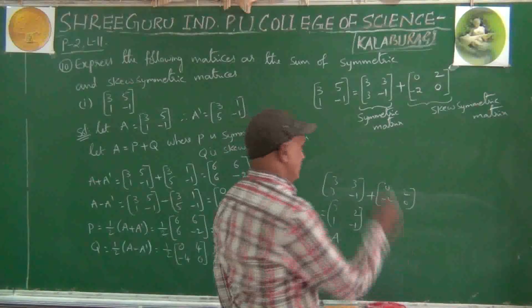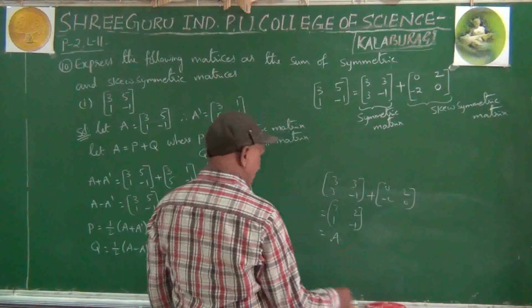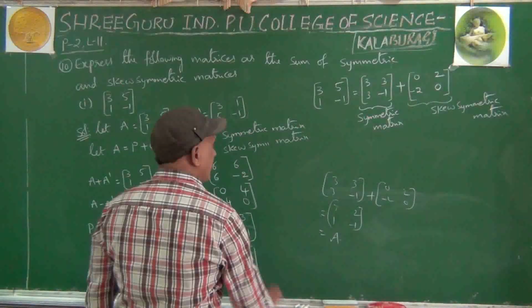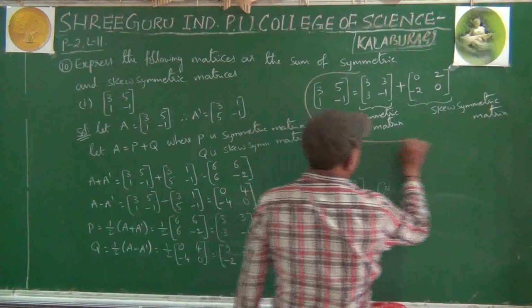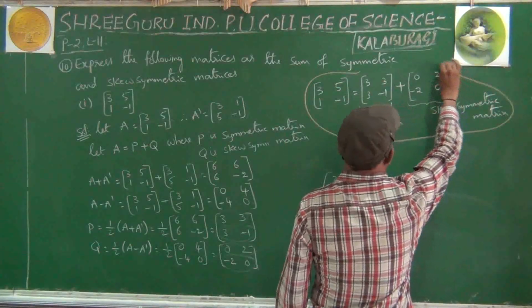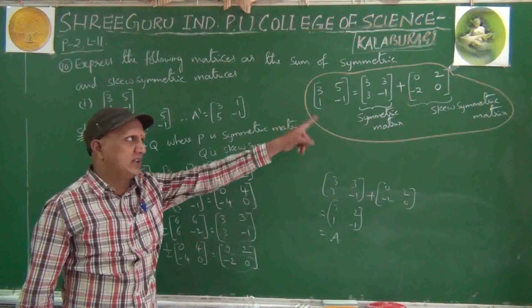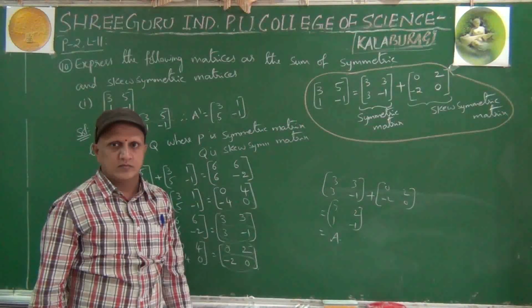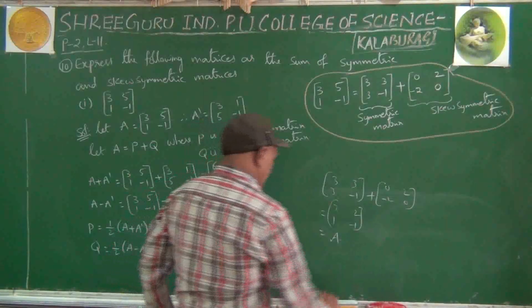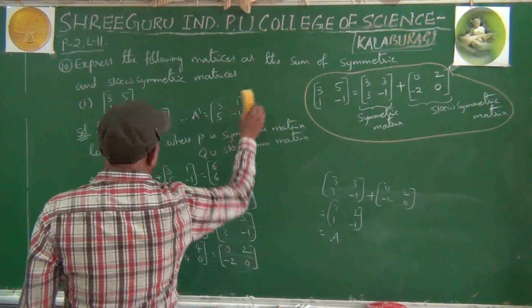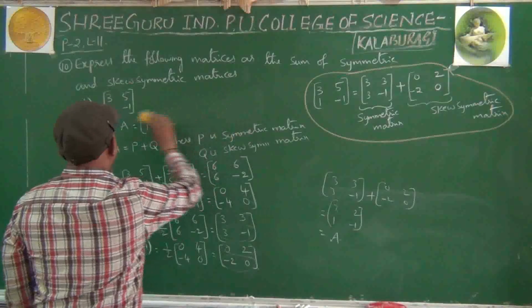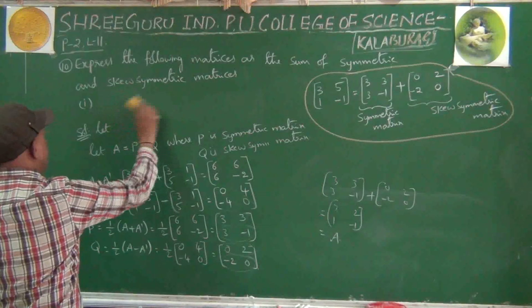Clear? This is the method. This is the way of writing. Remember that is the way of writing. If you write like that, then only you get the mark. Right? Same type. Let us see one more. It is a 3 by 3 matrix.